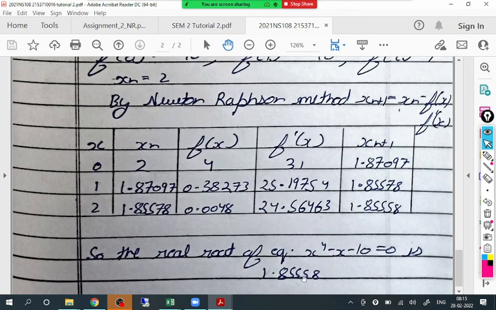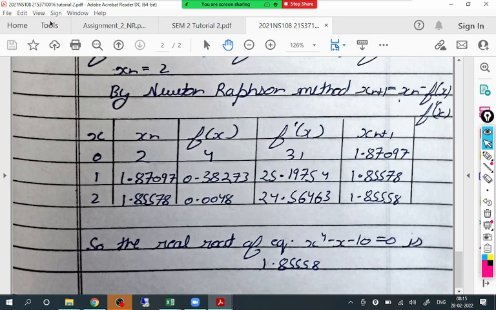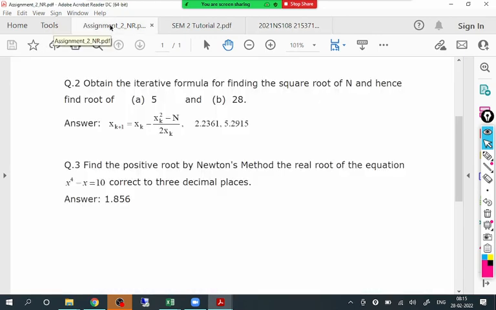1.8555 is the answer we got again in the third iteration. So that is the answer given. 1.856 is written. 1.8555 is also okay, good, not a problem. So any doubt in question 3? No, sir.